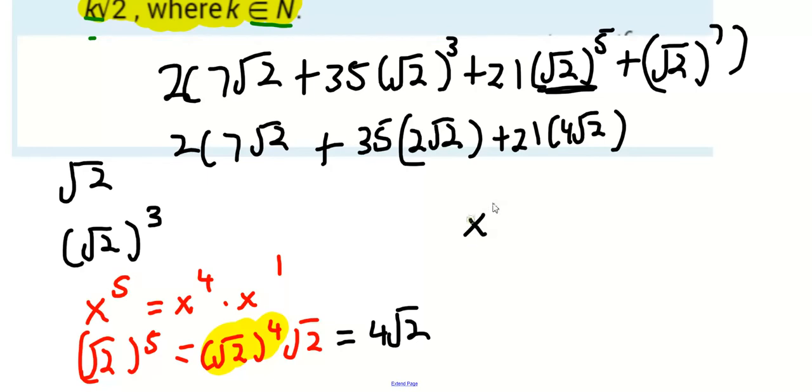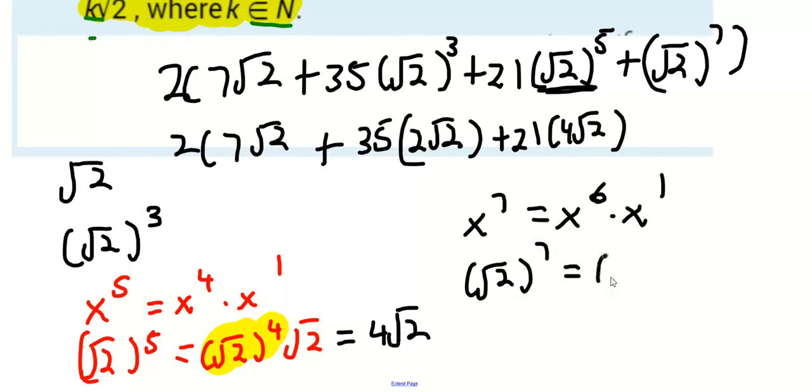X to the power of 7 is the same as x to the power of 6 by x to the power of 1. You add the numbers. Likewise, root 2 to the power of 7 equals root 2 to the power of 6 by root 2. I'm going to go back to my calculator. I'm going to focus my target on this part here only.